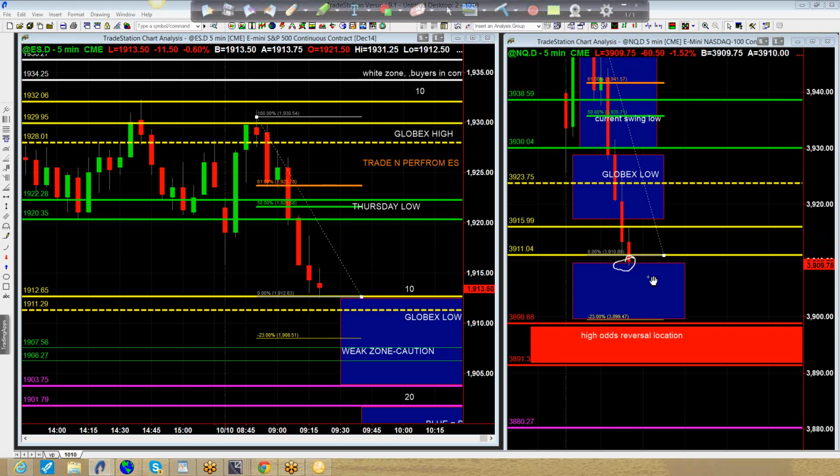NQ is getting into this poorly auctioned area. I will take a trade first time into this 38.98, 88. I'll probably go half size, double stop, so I'll end up with a 10-point net stop. I will not take a scale. That'll be for a moonshot there, guys, just so you're aware.